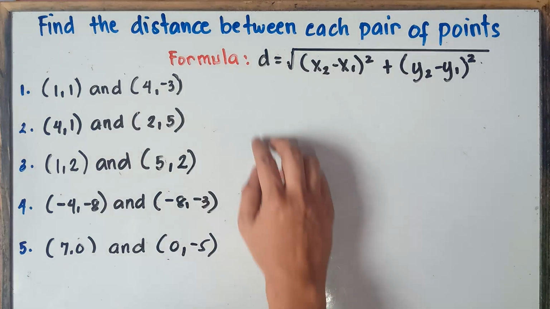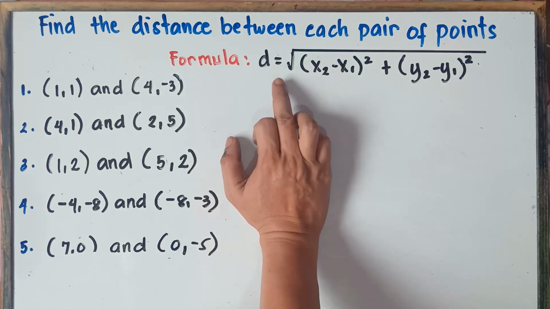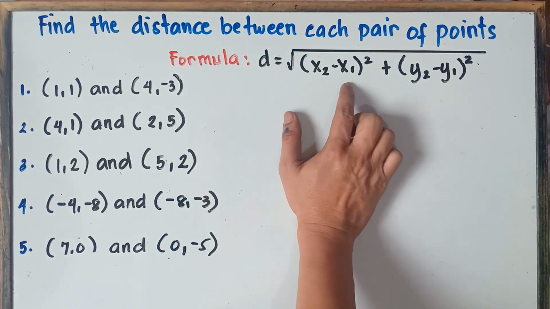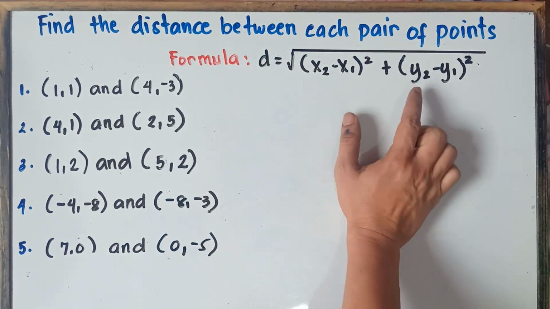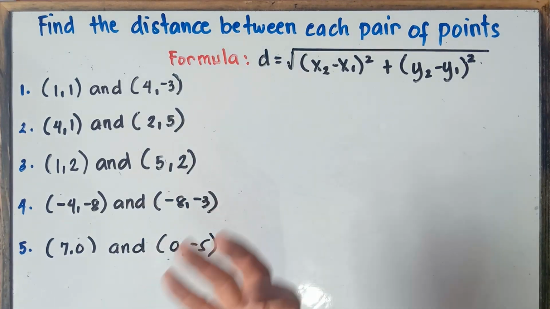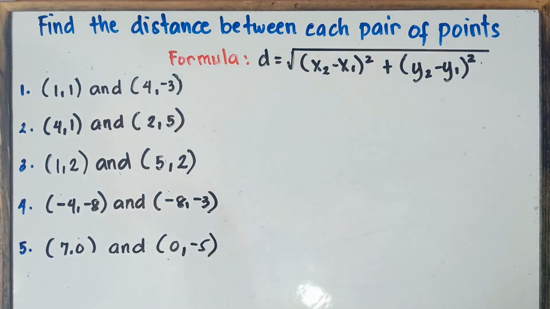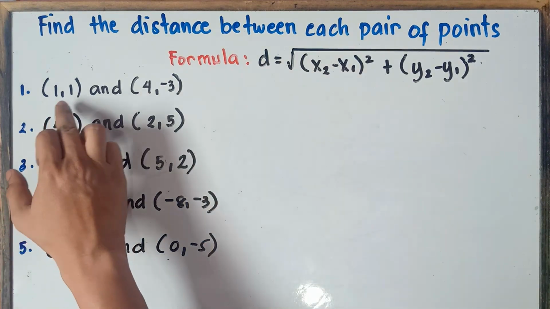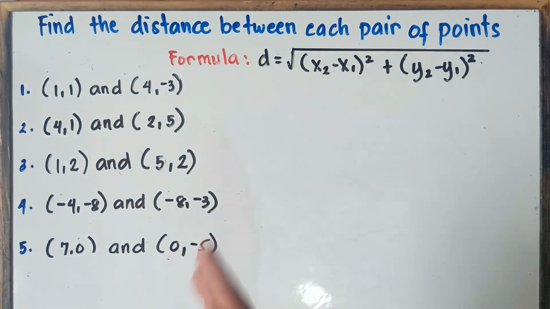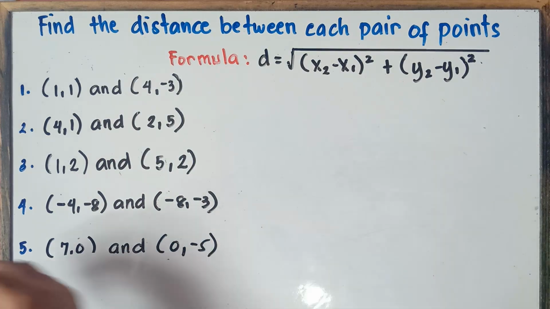Now the formula in finding the distance is equal to the square root of quantity x sub 2 minus x sub 1 squared plus quantity y sub 2 minus y sub 1 squared. The first thing you need to do, class, is identify what your x sub 1, y sub 1 are, and what your x sub 2, y sub 2 are. Let me explain how to find these values.